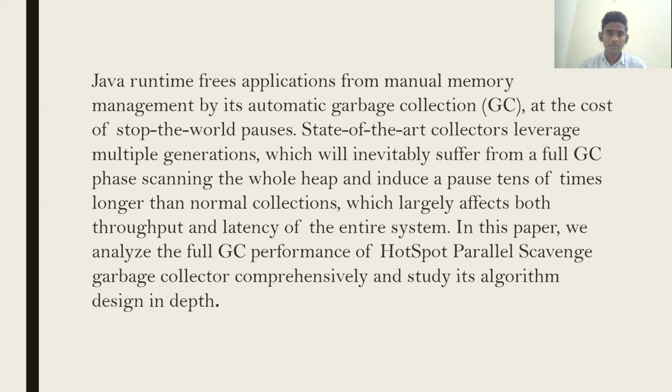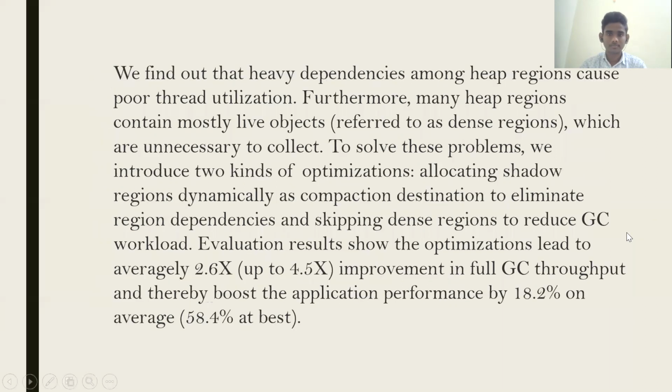In this paper, we analyze the full GC performance of the HotSpot Parallel Scavenge garbage collector comprehensively and study its algorithm design in depth. We find out that heavy dependencies among heap regions cause poor thread utilization. Furthermore, many regions contain mostly live objects, referred to as dense regions, which are unnecessary to collect.